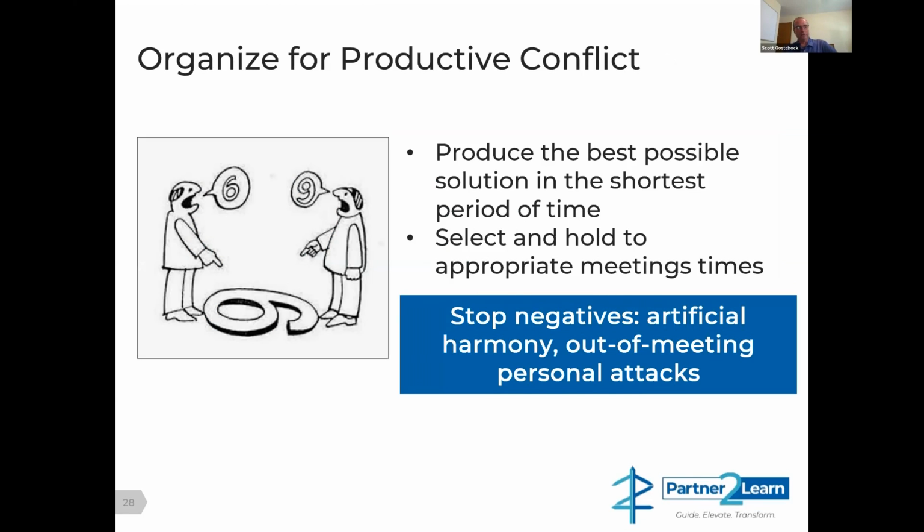Then we need to organize for productive conflict. So that's producing the best possible solution in the shortest period of time. And we need to select and hold to appropriate meeting times. See, if we don't have positive conflict, what manifests on a team is artificial harmony. That's where everyone nods their head in the meeting and says, oh yeah, great idea, Russell, great idea, Aaron. And then they go in the parking lot and say, that's the dumbest thing I ever heard. Can you believe that, George or Sue or whatever? And they talk behind people's backs. So again, we want to get rid of that artificial harmony and have that positive, productive conflict in our meetings.